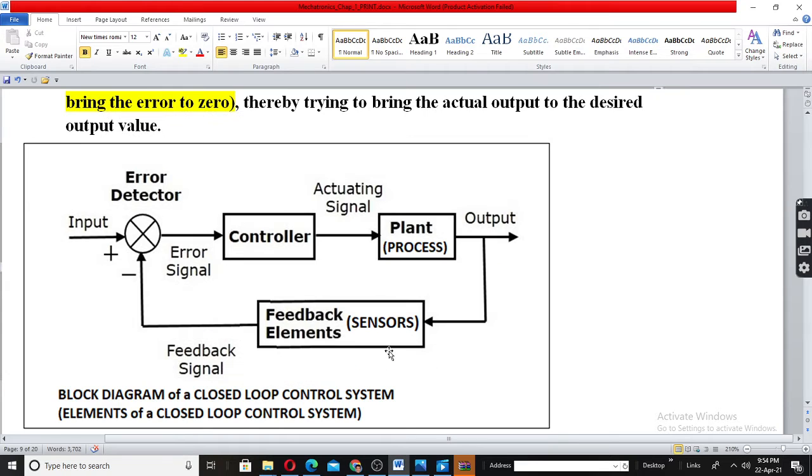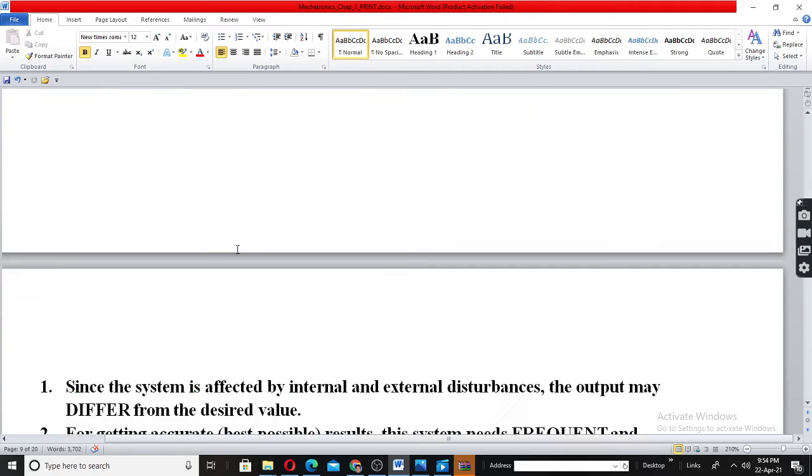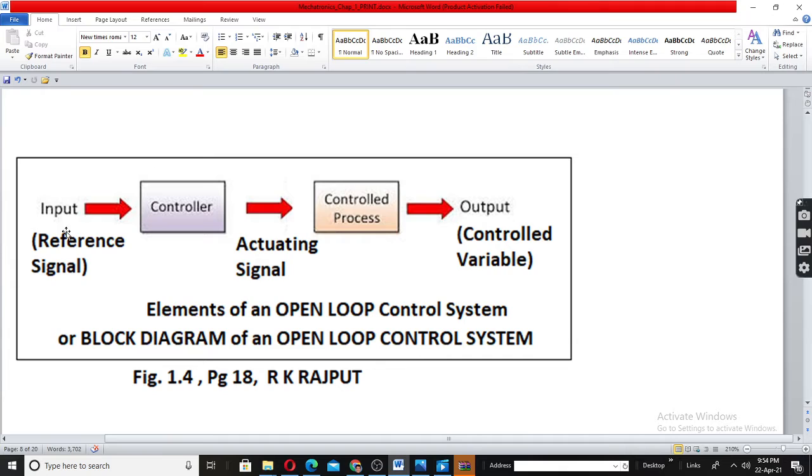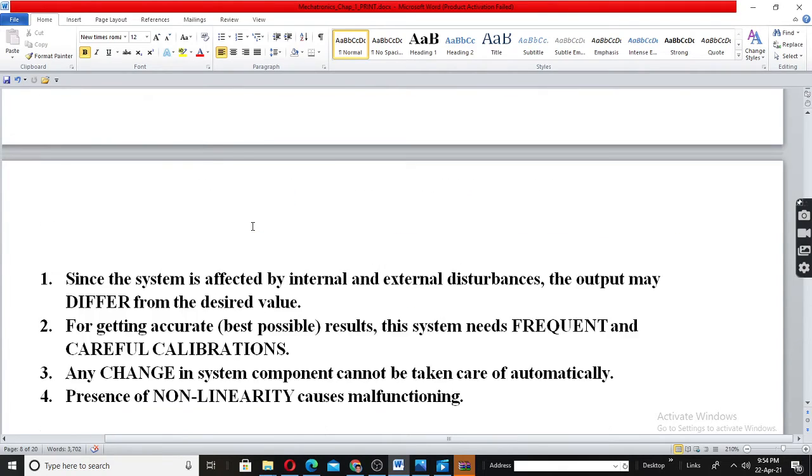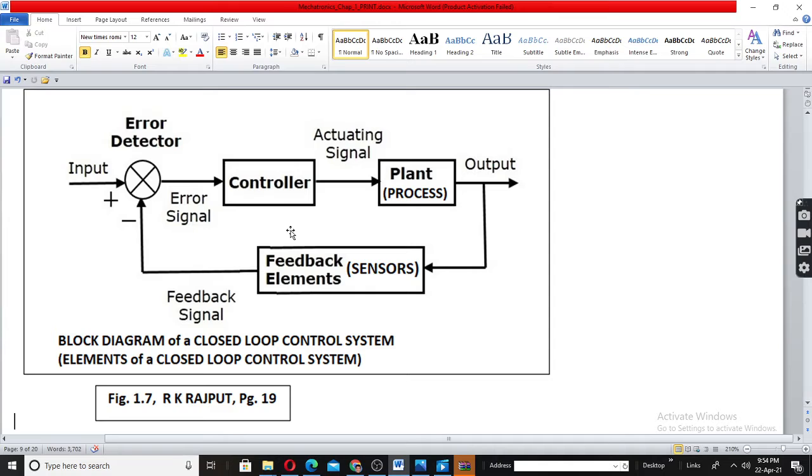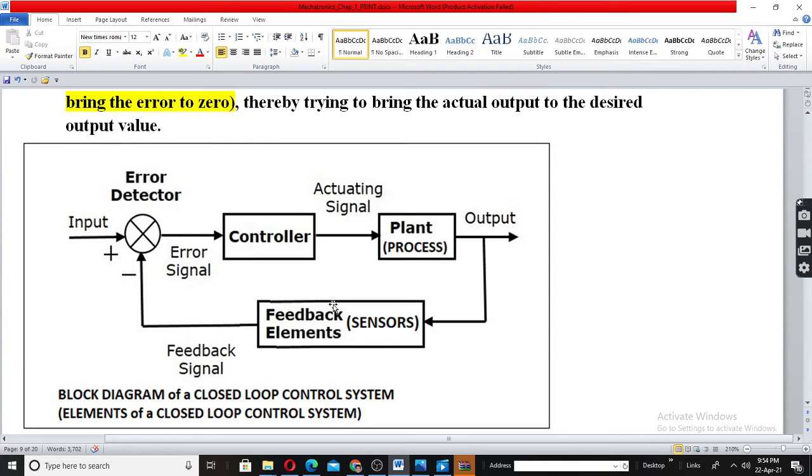This is the block diagram. Controller and plant or process. Process is also called as plant. These two are the same as what you had in the open loop system, actuating signal and output. Here you have the reference signal, or input. Now there is the addition of two parts, feedback and error detector.